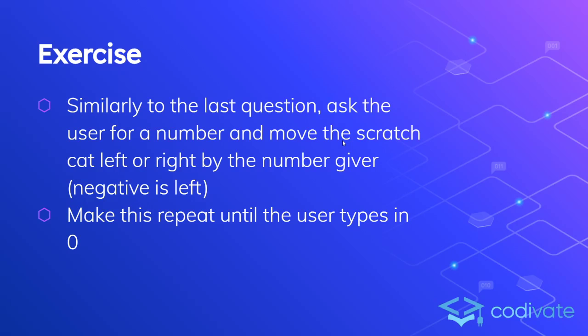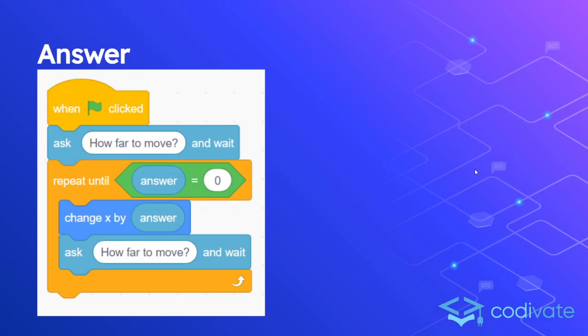Alright. Now, similarly to the last question, we're going to ask the user for a number, and then move the Scratch cat left or right by the number given. And negative means left. And you're going to repeat that until the user types in 0. So it's very similar to what we just did with the password, except it's a slightly more complicated thing. So pause it, try it. I'm going to show you the answer now.